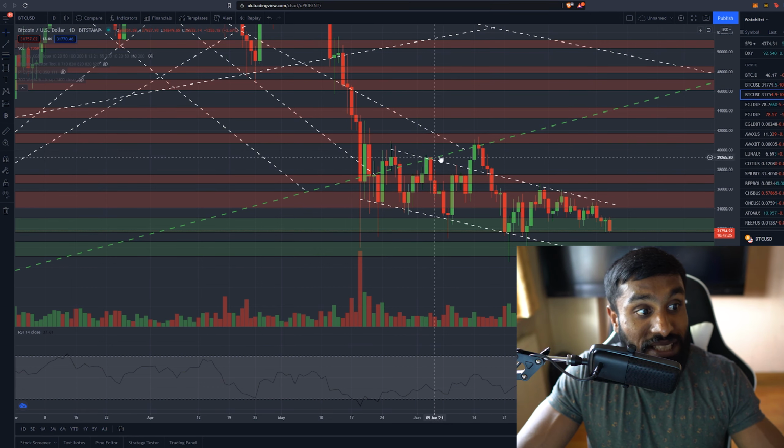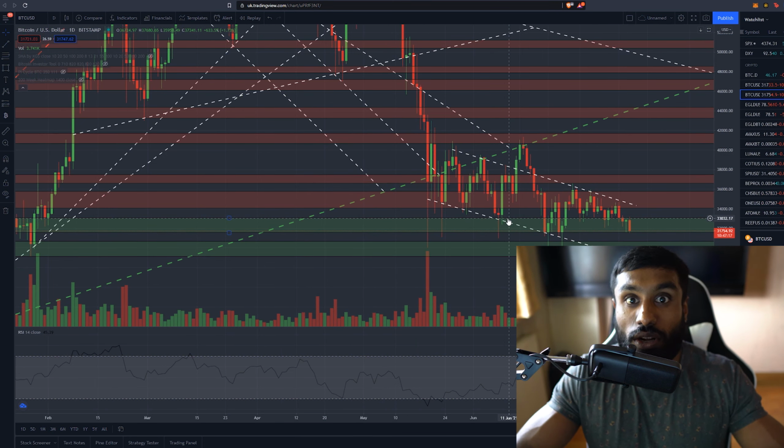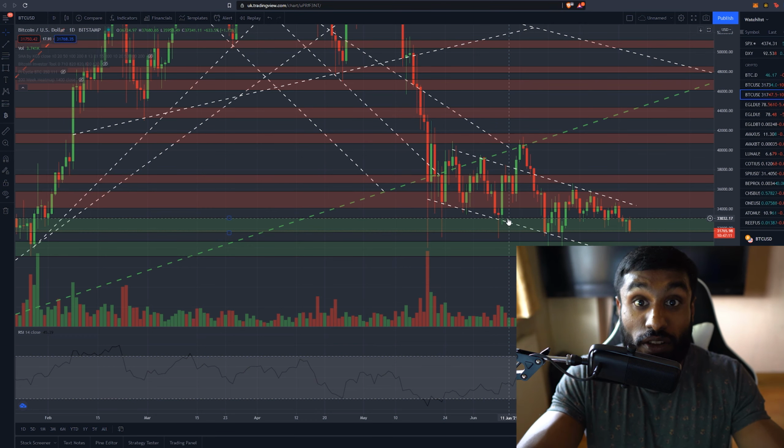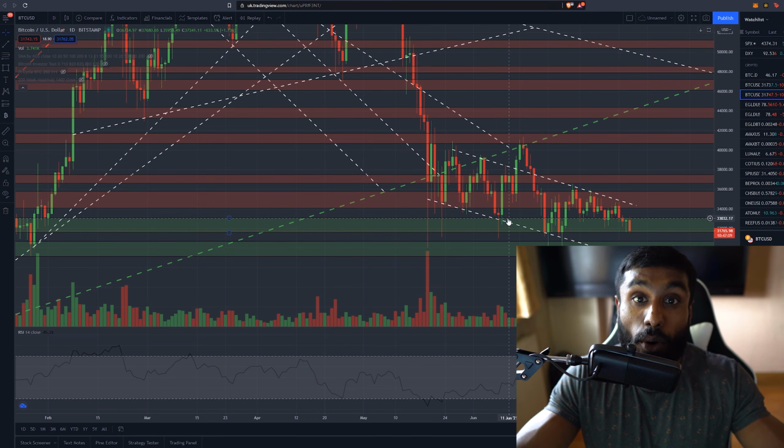You can see how we bounced exactly off that green line, came back down, and then we went for it again. You can see that, rejected again. And this is the situation I'll talk about. The stronger something is as a support, the stronger it acts as a resistance if we break below. The stronger something is as a resistance, the stronger it will act as a support if you break above.